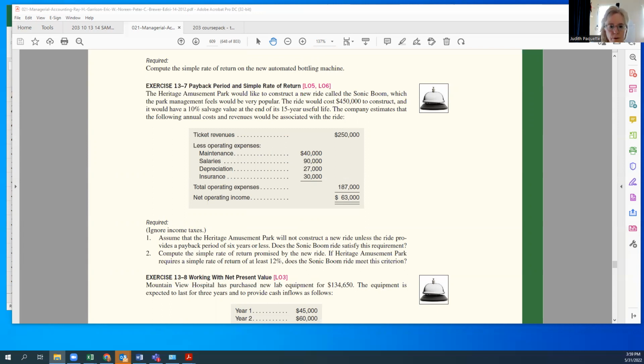Let's just do chapter 13. Let's take a look. Are you asking what is payback? Would it be like 6.42? The payback is 5 years.